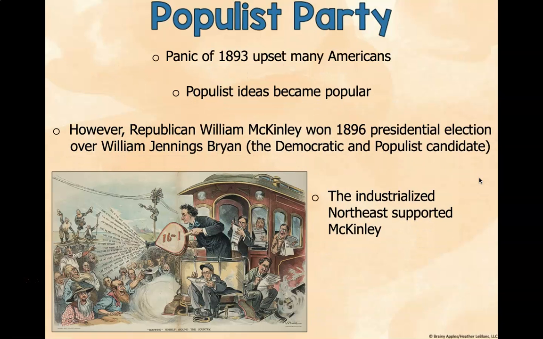Continuing. The Panic of 1893 upset many Americans. We've already talked about the Panic of 1893. The populist ideas became more popular, but Republican William McKinley won the presidential election over William Jennings Bryan in 1896. The industrialized Northeast were the ones who supported McKinley, and the farmer struggles would not be heard. So again, farmers at this point typically tended to be Democrat.